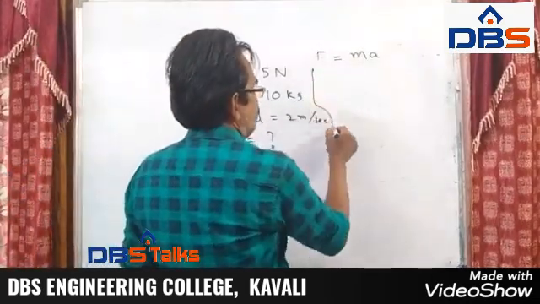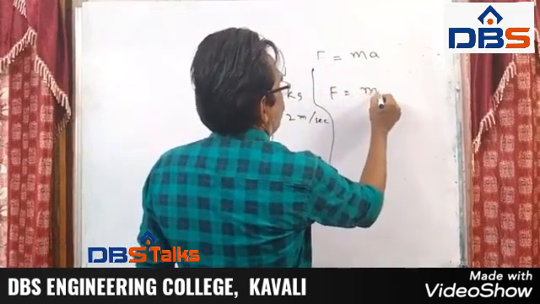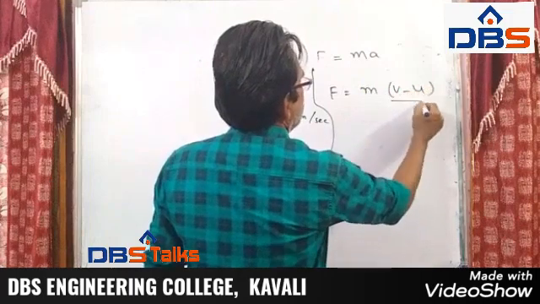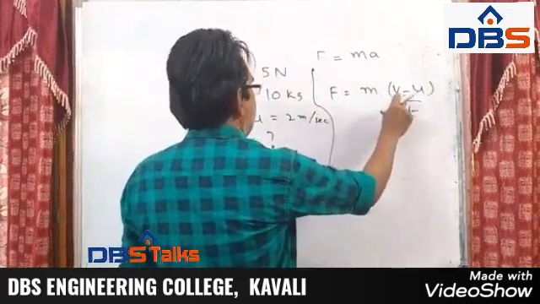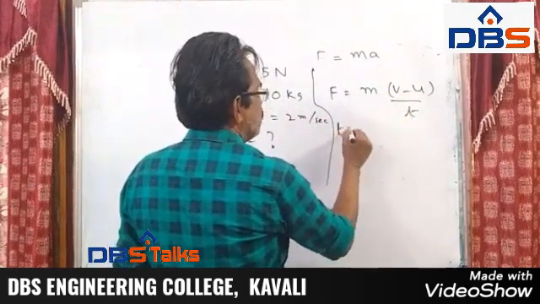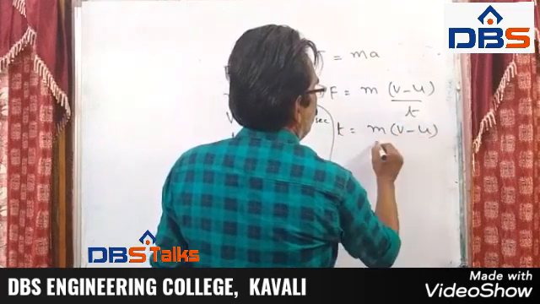So F is equal to ma. m into a means m into (v minus u) by t. So we know F, we know m, we know v minus u. What is to be found? t. So t is equal to m into (v minus u) by F.